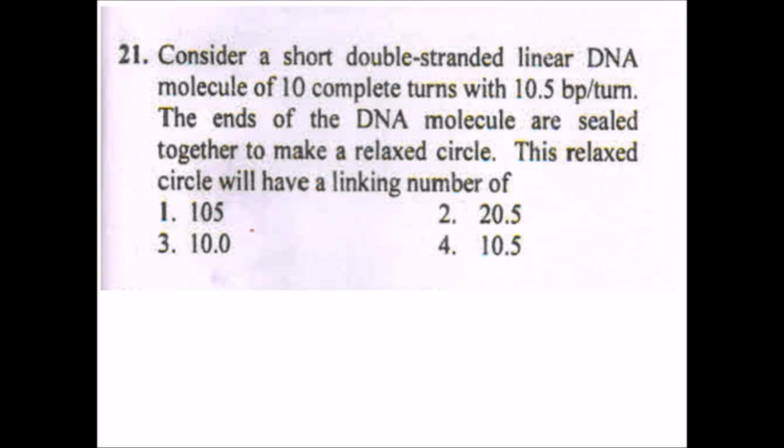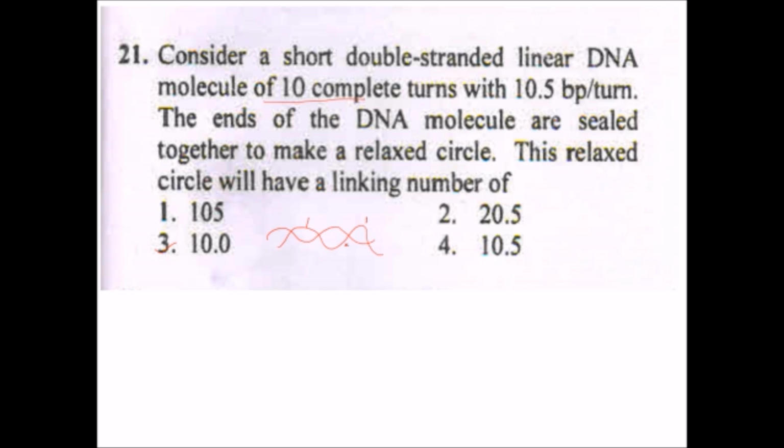Now, from the question, it is mentioned that there are 10 complete turns, and the linking number is how one strand is winding over the second strand. Suppose it winds over the second strand 2 times, one here and one here, complete turns. So we can say that the linking number for this particular molecule will be 2. And here it is mentioned that there are 10 complete turns, so the linking number will be 10.